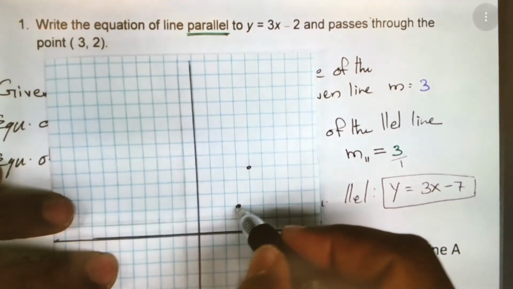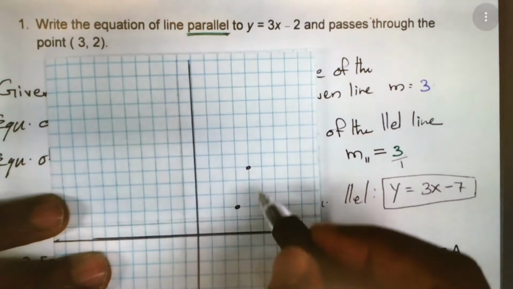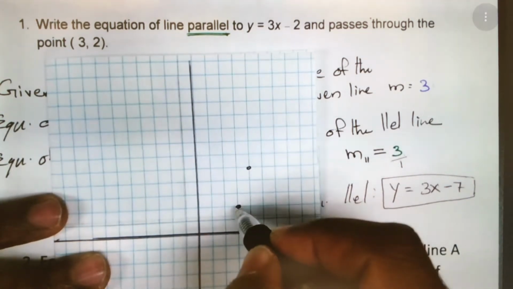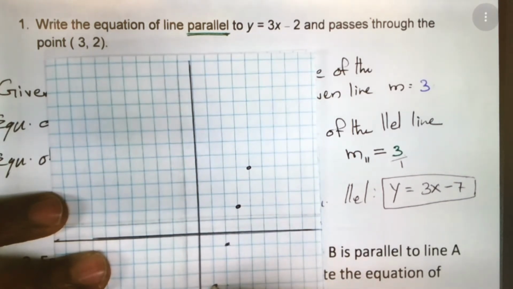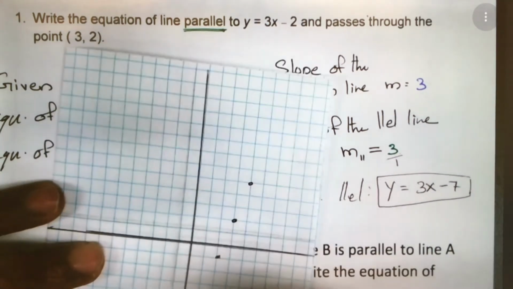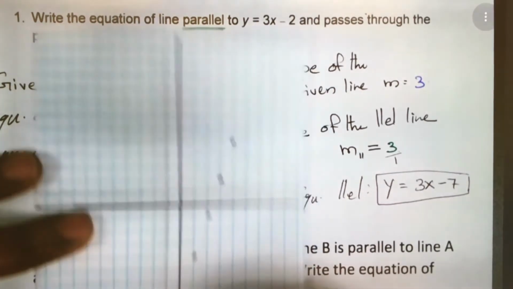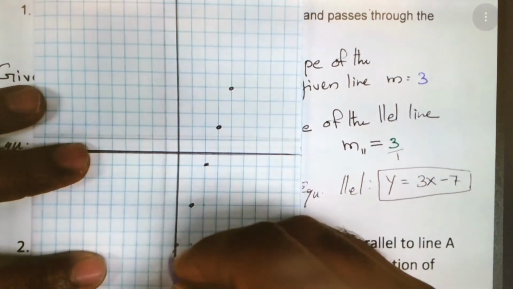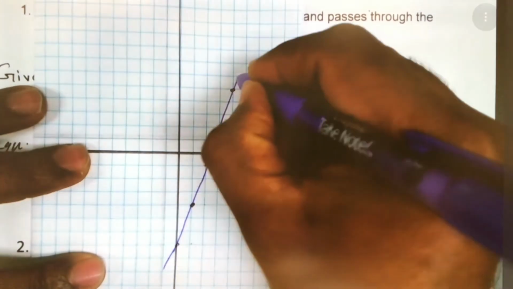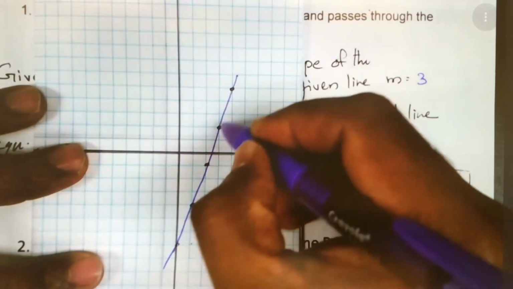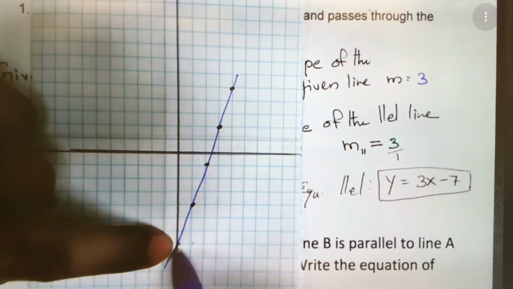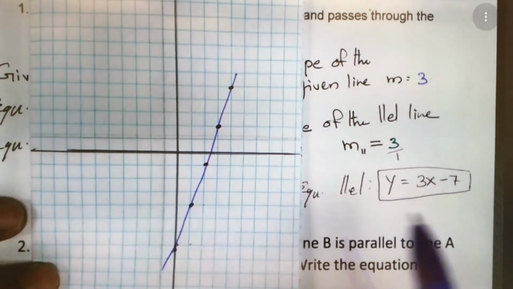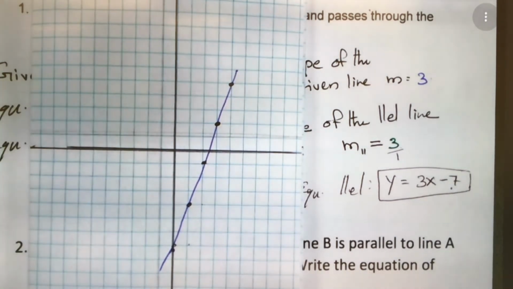Since I need to reach the y-axis to figure out the y-intercept, let me move backwards: 3 down, 1 left. 3 down, 1 left again, and again. So here should be the line. This is the parallel line. Now I can figure out the y-intercept here, counting 2, 4, 6, it is negative 7. So the y-intercept is negative 7, which means both ways we got the same answer.